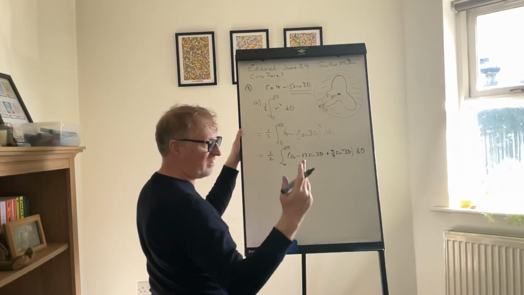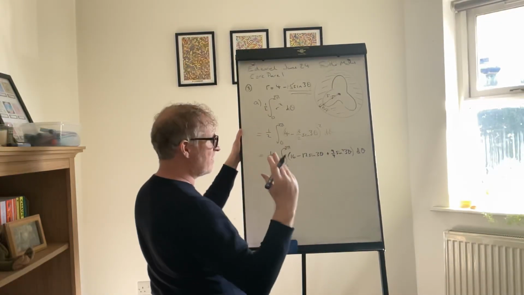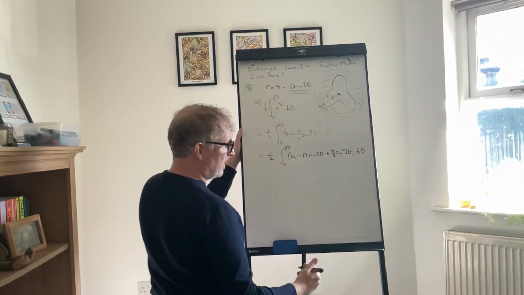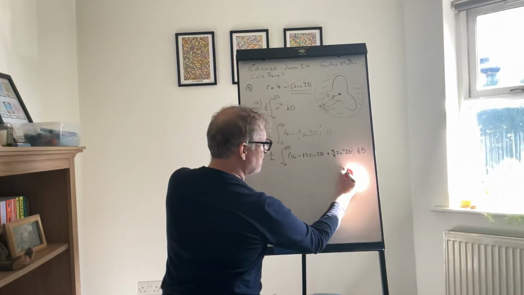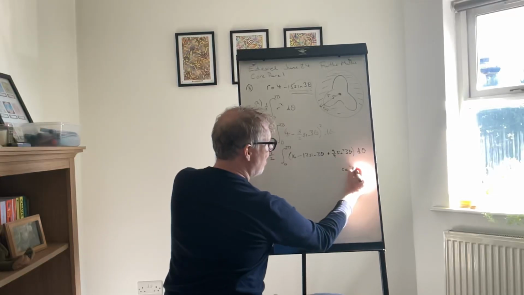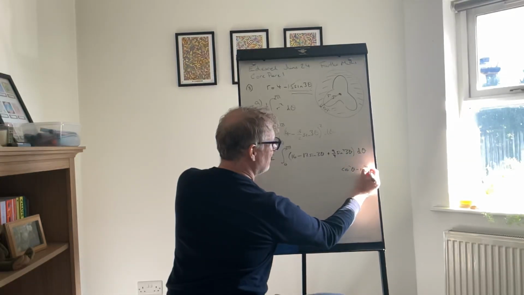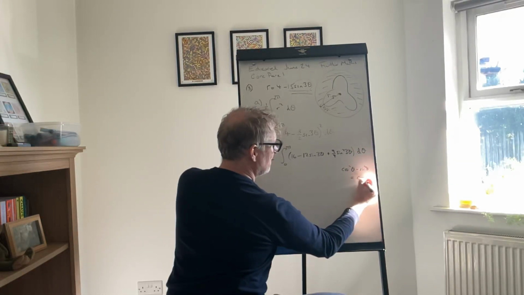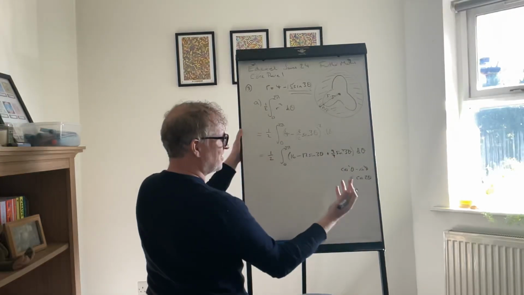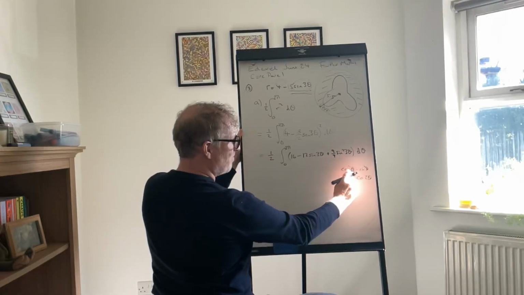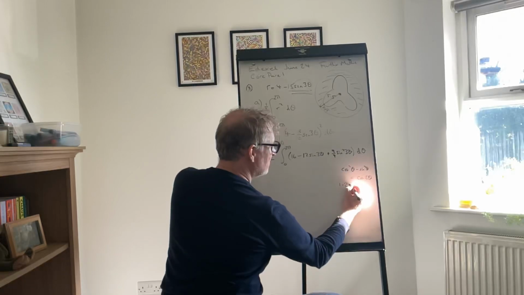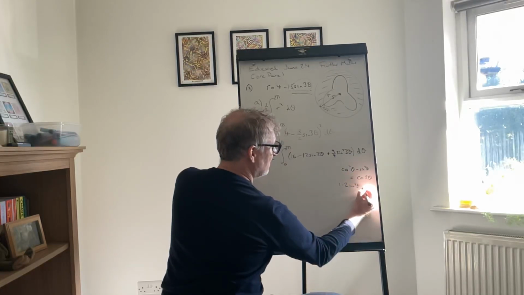I can never remember the double angle formula, so I have to work it out. I remember that cos squared minus sine squared is cos 2 theta, and then I change it around, replacing cos squared with 1 minus sine squared. So I get 1 minus 2 sine squared theta is cos 2 theta.